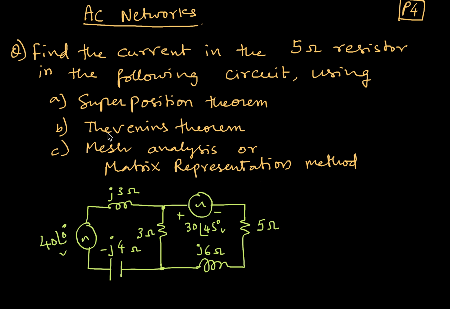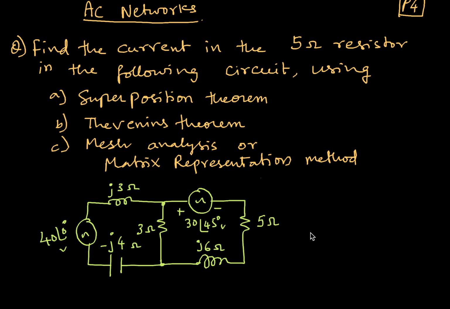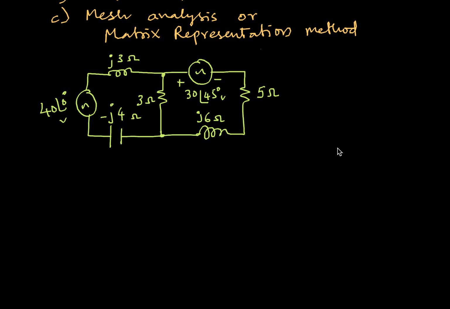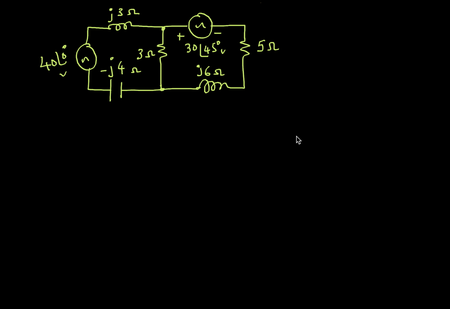I can use the superposition theorem, or I can use Thevenin's theorem, or I can use mesh analysis. Although mesh analysis is a more famous term, I would like to call it the matrix representation method. Whatever it is, we'll discuss that when it comes to solving the problem. First, I'll take up the superposition theorem and find the current in the 5 ohm resistance. You might have heard about the superposition theorem while solving DC circuits. The same also applies for AC circuits. So what you have here is an AC circuit, and the objective is to find the current in the 5 ohm resistance using the superposition theorem.